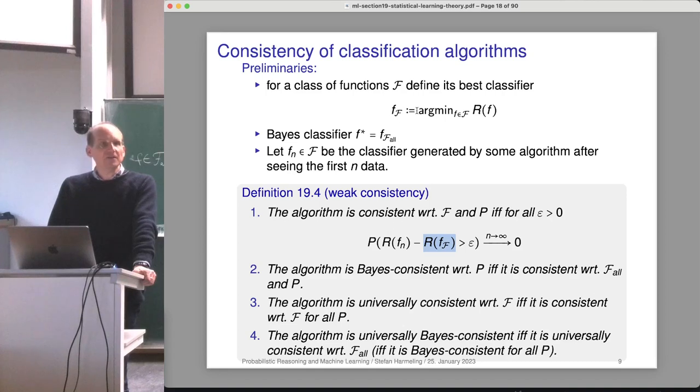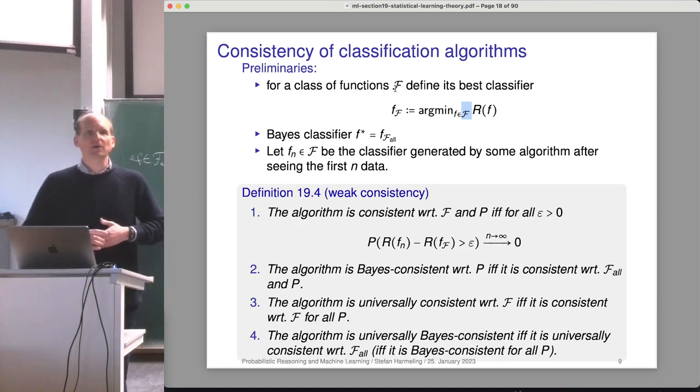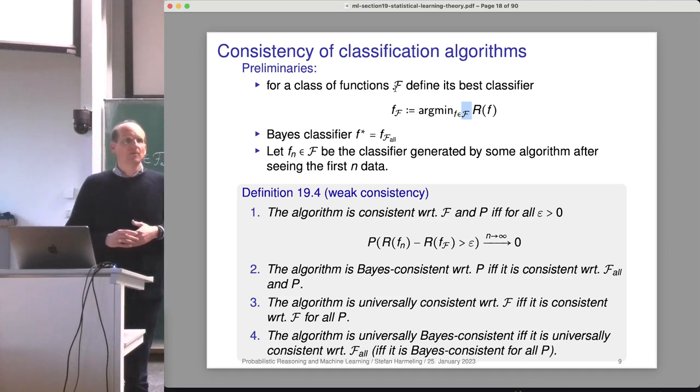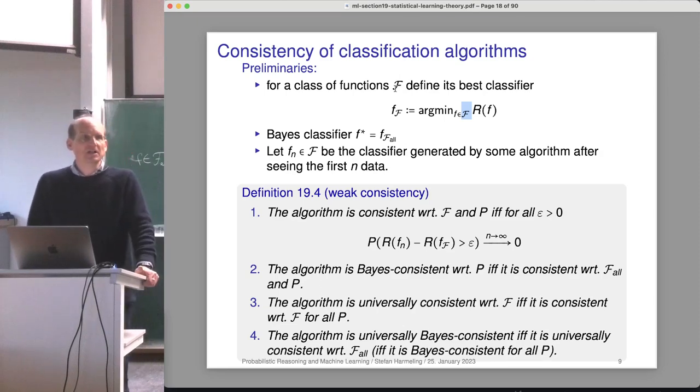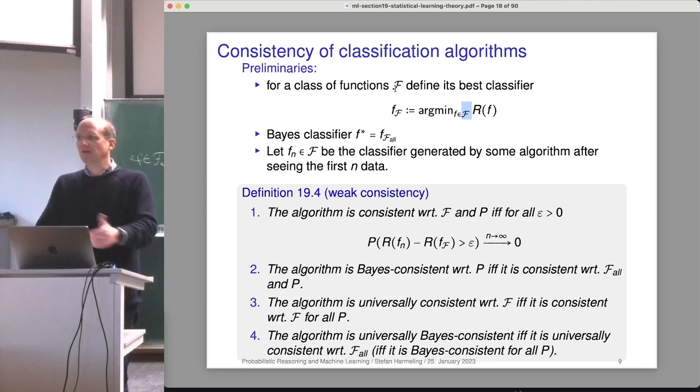The F sub F is the best risk that we get for some restricted function class. If we have F sub all, then F sub all is F star, the Bayes classifier. However, sometimes we want to restrict the class of functions, for example, only look at linear functions, or only polynomials, or only neural networks, or whatever you like. That will also be the basic idea of statistical learning theory: it's important to look at restricted function classes and not at all functions at the same time. But that we will see later.